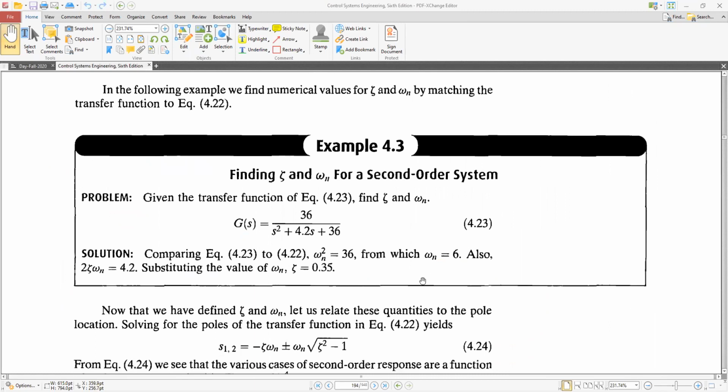Now look at the problem, example 4.3. A transfer function is given; this is the transfer function. So how to solve it? Let's see. Omega n square is equal to 36. So omega n would be the square root of 36, which is 6. That is omega n.